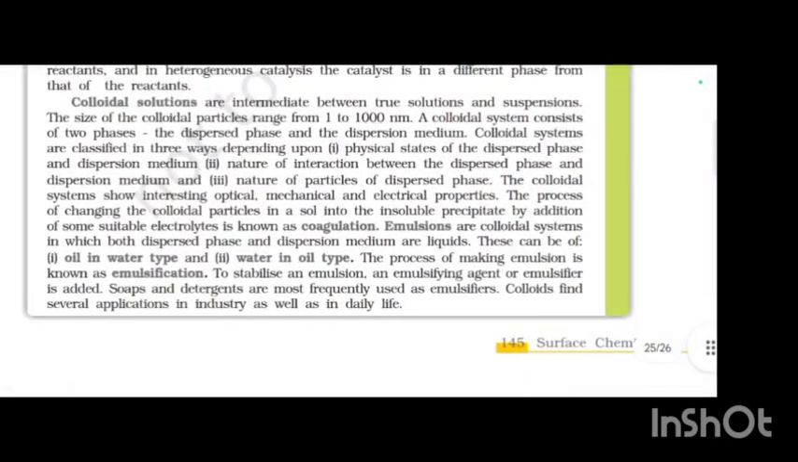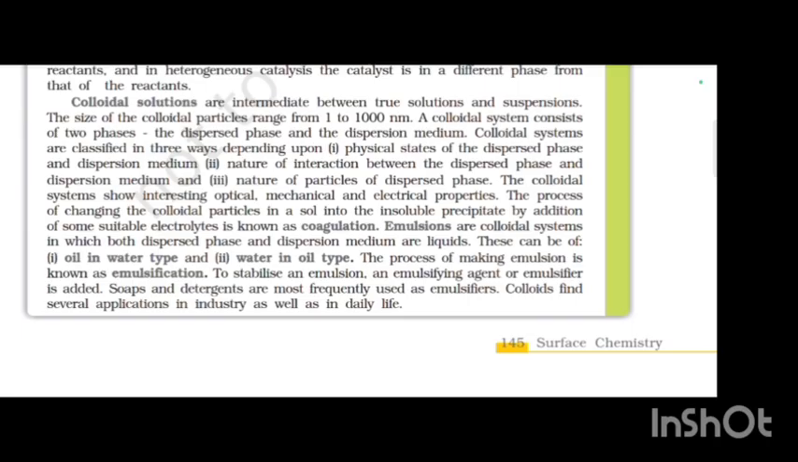Colloidal solutions are intermediate between true solutions and suspensions. The size of the colloidal particles ranges from 1 to 1000 nanometers. A colloidal system consists of two phases, the dispersed phase and the dispersion medium. Colloidal systems are classified in three ways depending on first, the physical state of the dispersed phase and dispersion medium; second, the nature of interaction between the dispersed phase and dispersion medium; and third, the nature of particles of the dispersed phase.